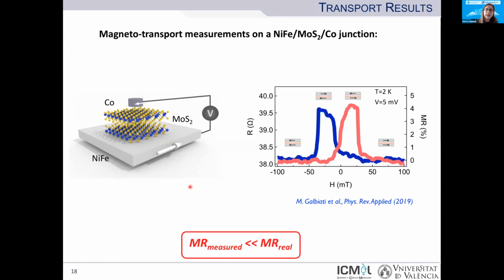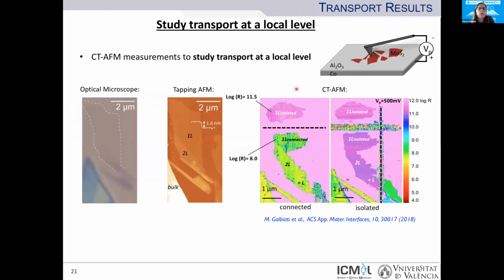But the most interesting point here is probably to note that the measured magnetic resistance, so the 5%, is much lower than the real magnetic resistance that we could potentially measure in our device. So to understand this a little bit better, what we did was to study the transport on molybdenum sulfide at a local level using a conductive tip AFM. So we mechanically exfoliate the molybdenum sulfide flakes over a cobalt alumina surface, and with the conductive AFM tip, we do a resistance mapping of the flakes.